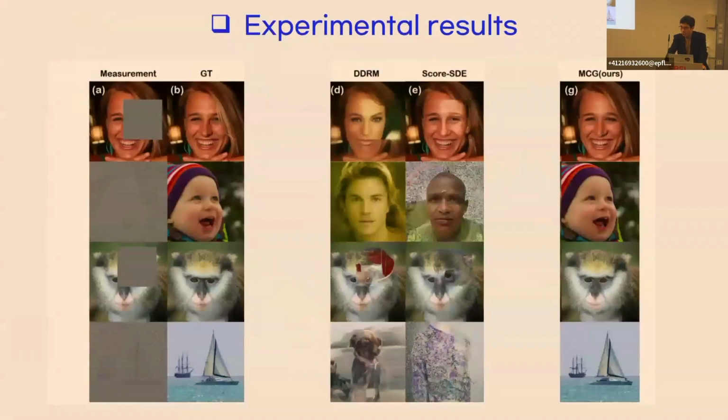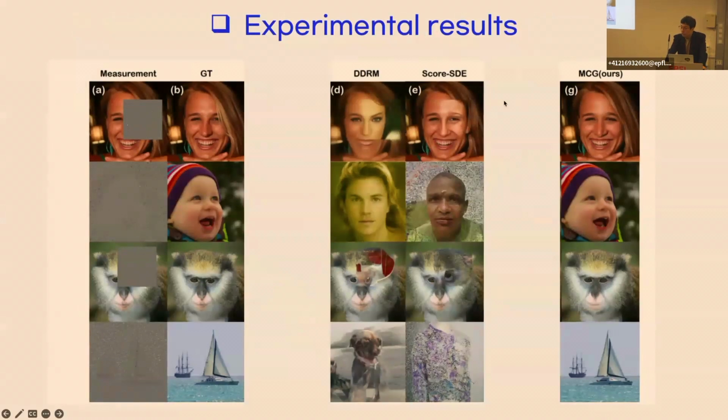So if you don't follow this schedule, what happens is like this. For example, this is the measurement with many of the boxes missing, and this is 9% pixels missing. And this is the ground truth image. These are two classical diffusion model approaches. One of them is actually our algorithm as well, score SDE.